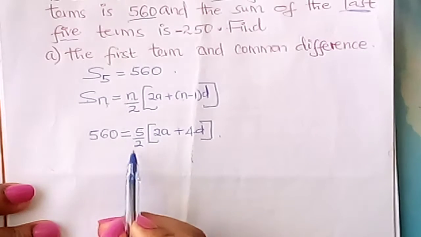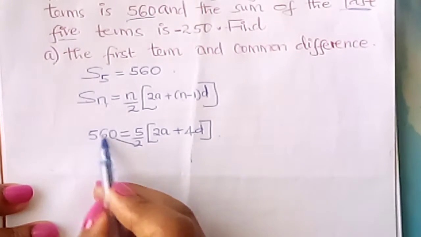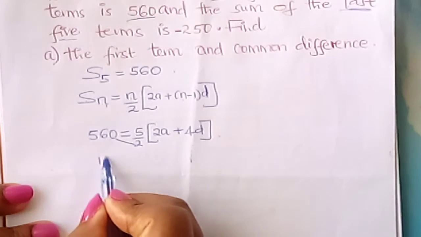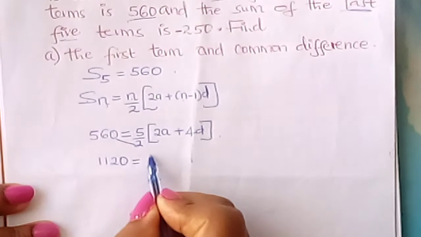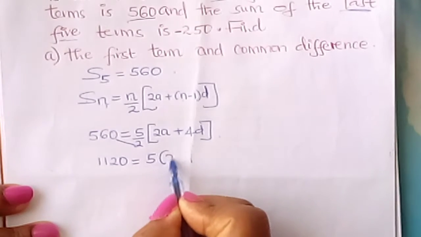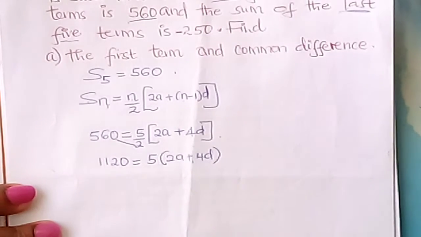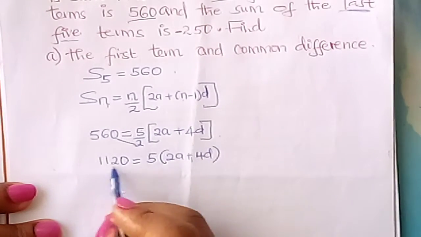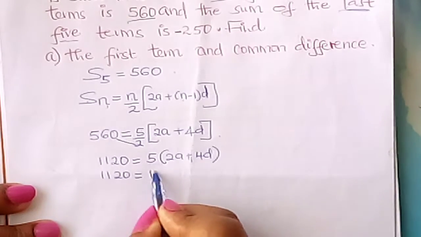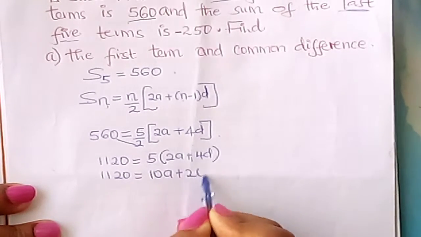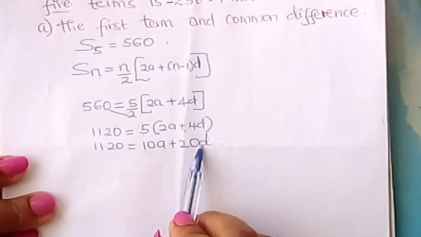From there, learner, cross multiply so that we remove this denominator. Multiplying 560 by 2 gives you 1120, which equals 5 into brackets 2a plus 4d. From there we can remove the brackets, and you get 10a plus 20d. We have an equation there to do with a and d.